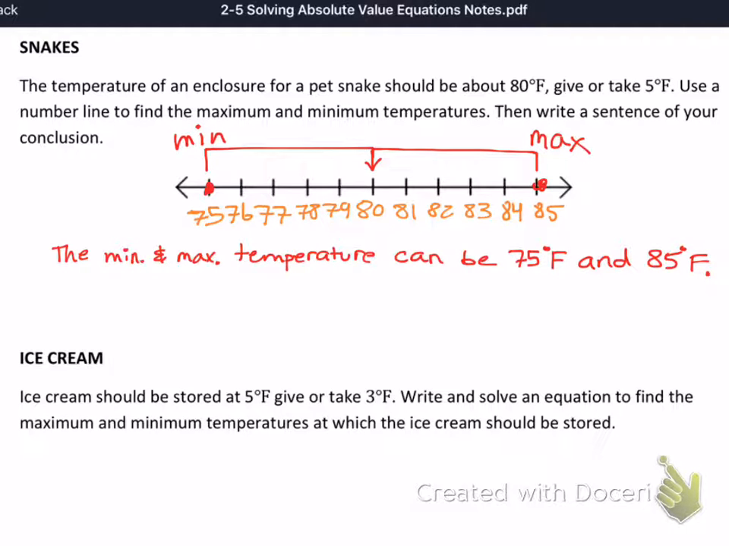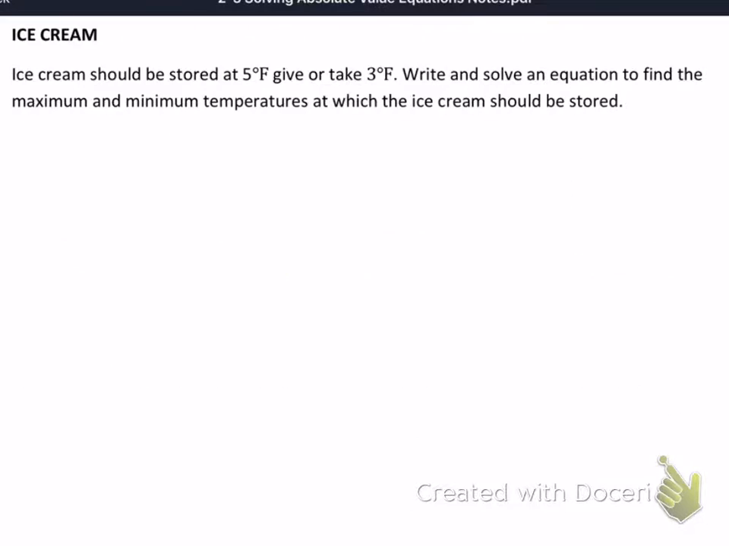Okay, so the ice cream one is not using a number line. It says ice cream should be stored at 5 degrees, give or take 3 degrees Fahrenheit. Write and solve an equation to find the maximum and minimum temperatures at which the ice cream should be stored. So they want an equation this time, instead of using the number line. Now, this one is very similar to what we did a couple problems before, where you have to use the midpoint and the spaces.